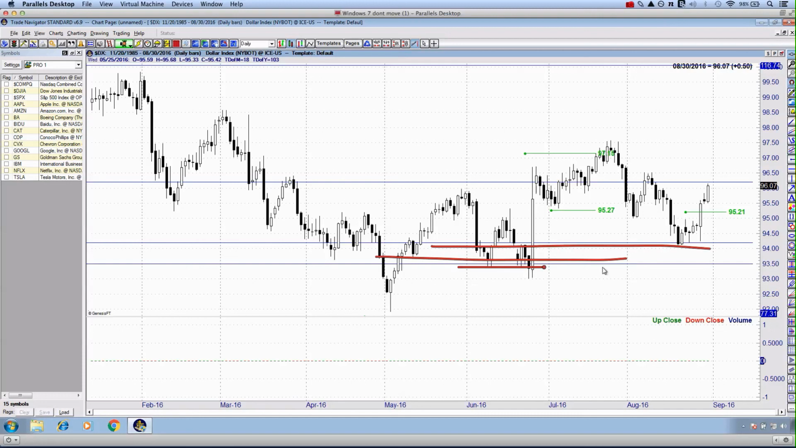And until the support area breaks, we still need to have an outlook on the US dollar as being positive, as we expect it to continue to appreciate in purchasing power relative, or at least counter to other currencies and also commodities.